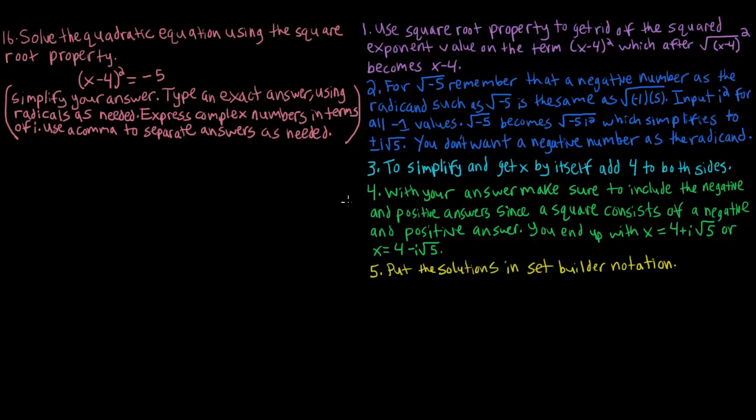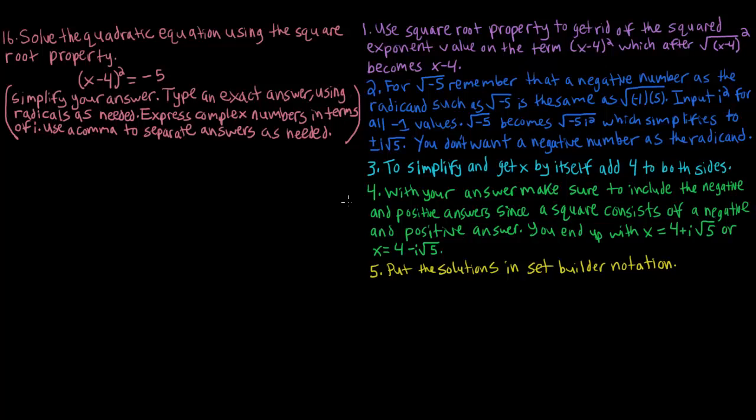16. Solve the quadratic equation using the square root property. (x minus 4) squared equals negative 5. Simplify your answer. Type an exact answer using radicals as needed. Express complex numbers in terms of i. Use a comma to separate answers as needed.